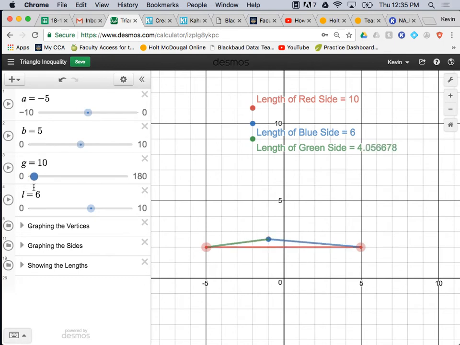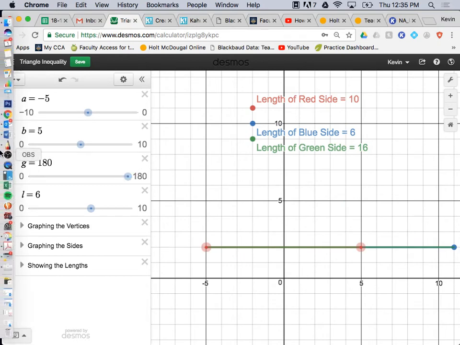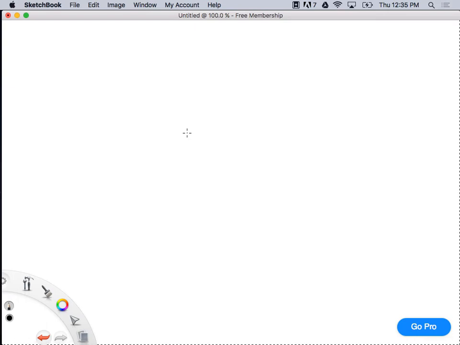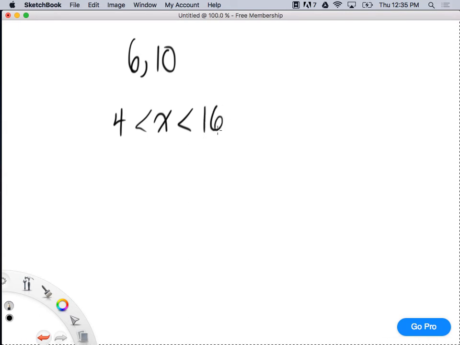So take a look at this. The green side has to be not greater than or equal to 4, but greater than 4, and it has to be less than 16. Does that make sense? No? Okay. Say I've got a triangle with sides 6 and 10. I ask you for the range of lengths of the possible value of x, which is the third side. Well, it's between 4 and 16.